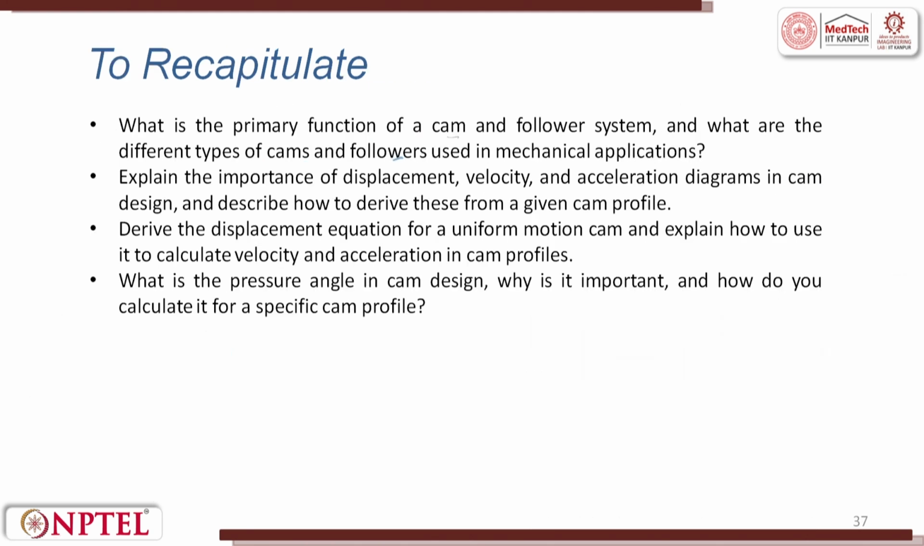So, to recap, we saw what the primary function of a cam is, and the different types of cams and followers. What are the different types of cam and follower used in mechanical applications? The importance of the displacement, velocity, and acceleration diagram. Then we derived the displacement equation for uniform motion cam and explained how to use it to calculate velocity and acceleration. Finally, we saw the importance of pressure angle.